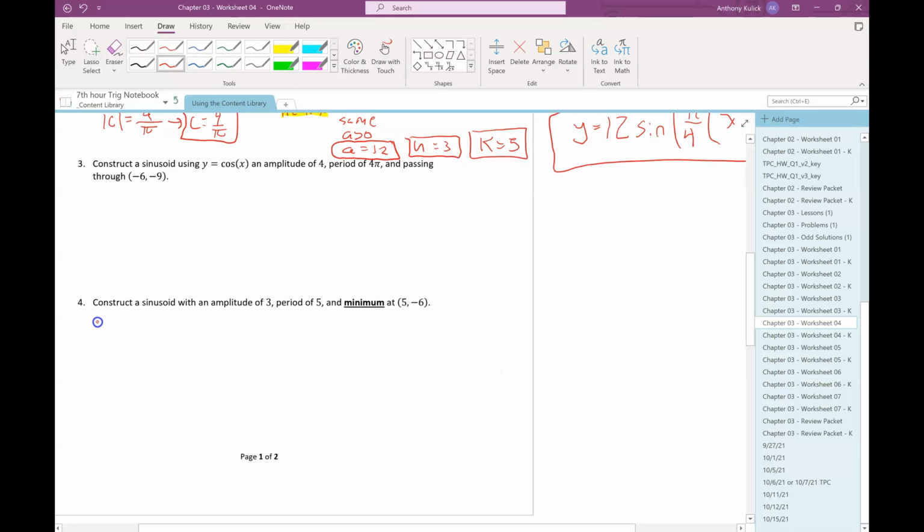Okay. So again, the amplitude is 3, so I know the absolute value of A is 3. The period is 5, so I know 2 pi over the absolute value of C is 5. So if I divide both sides by 2 pi, absolute value of C is 5 over 2, and we're always going to pick the C to be positive. So far, so good.